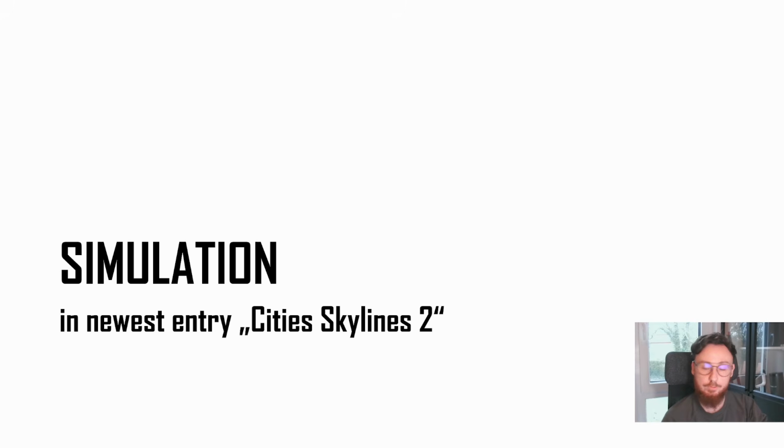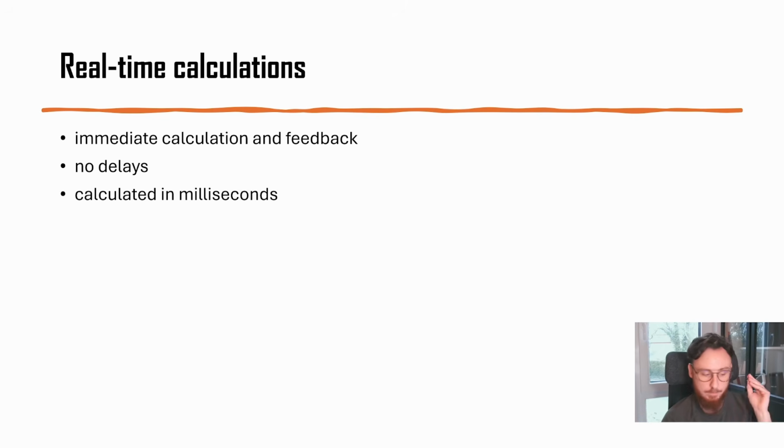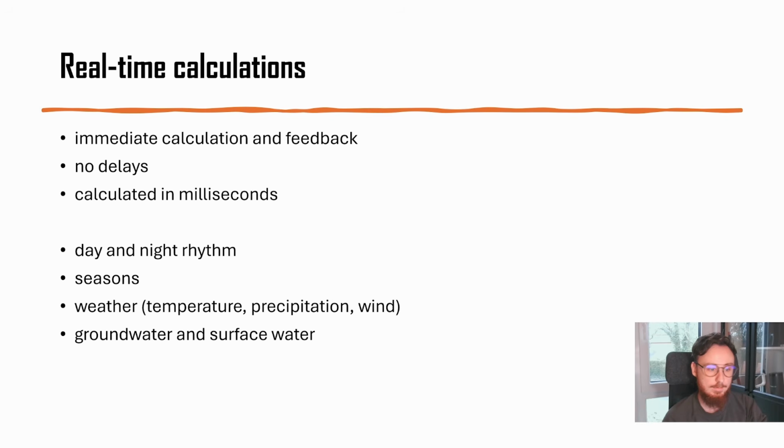Now, what is the simulation? Let me get into the newest entry in that city sim genre, and that is called Cities: Skylines 2. Now, the game does real-time calculations. You have an immediate calculation and an immediate feedback. There's no delays. It's calculated in milliseconds, and that includes the day and night rhythm.